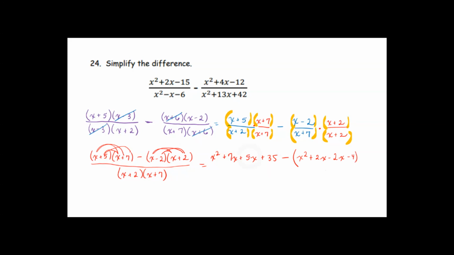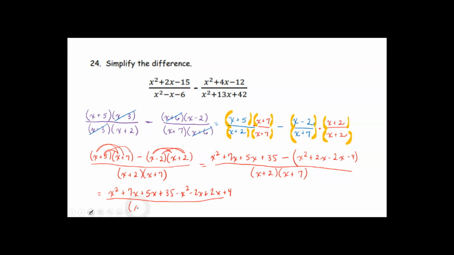Now, I'm purposely not going to multiply out the denominator. Most of the time we don't, although if you find that the final answer does, you can definitely do that. So let's look at our numerator. I've got x squared plus 7x plus 5x plus 35. Now I'm going to distribute the minus here. So it's minus x squared minus 2x plus 2x plus 4. Change all the signs in that second parentheses in the numerator.